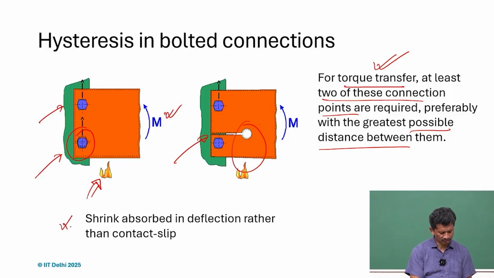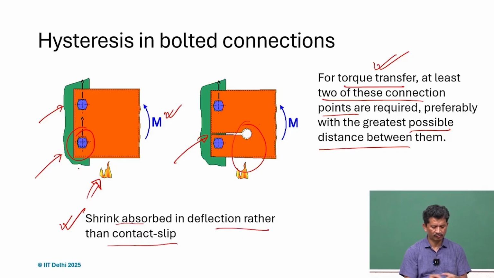So here, as we are saying, the shrink is absorbed in deflection rather than contact slip. So here there is slipping, but in the other case it's just getting absorbed by the elastic member, and that way it will also not affect the accuracy of the system.